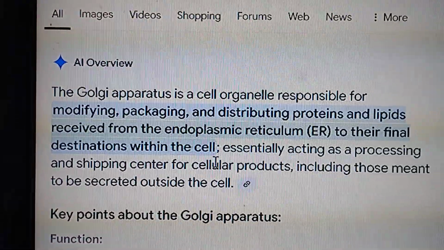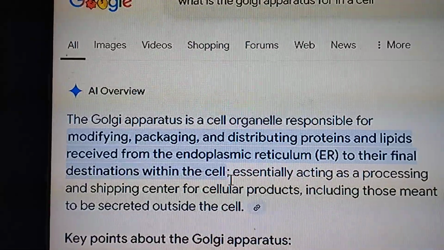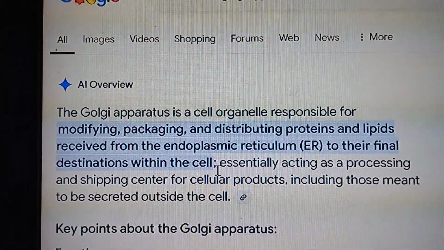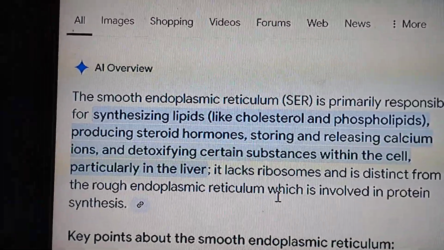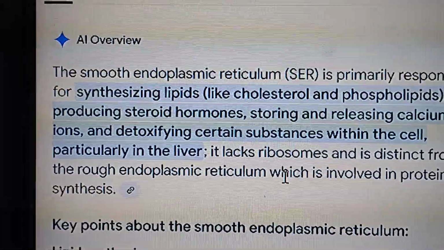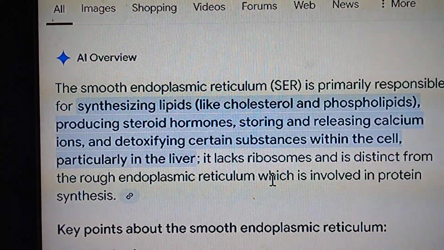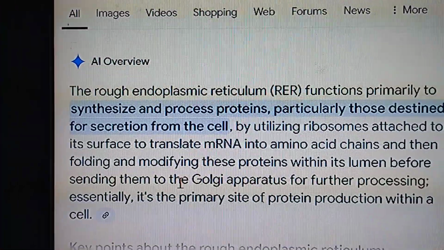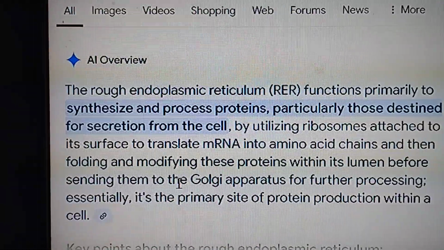Now, the Golgi apparatus is responsible for modifying, packaging, and distributing proteins and lipids received from the endoplasmic reticulum to their final destinations within the cell. The smooth endoplasmic reticulum synthesizes lipids like cholesterol and phospholipids, producing steroid hormones, storing and releasing calcium ions, and detoxifying certain substances within the cell, particularly in the liver. And of course, the rough endoplasmic reticulum synthesizes and processes proteins, particularly those destined for secretion from the cell.